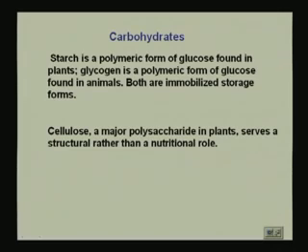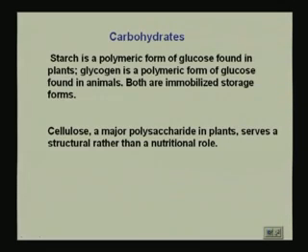So, we have starch, which is nothing but a polymeric form of glucose found in plants, and glycogen, which is a polymeric form of glucose found in animals. Since the basic unit is glucose, it would be the linking that is different, and that is exactly what we are going to consider: how these glucose units, these monosaccharide units, are linked with one another. And these are both immobilized.